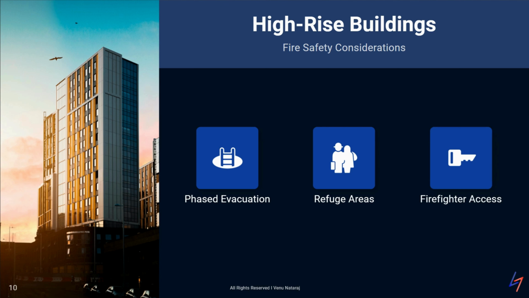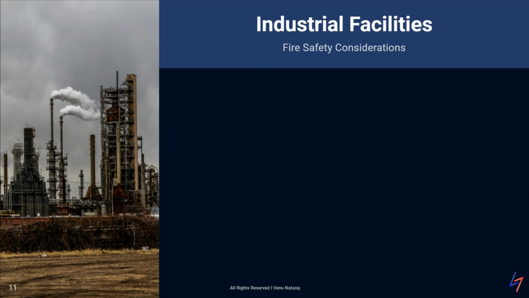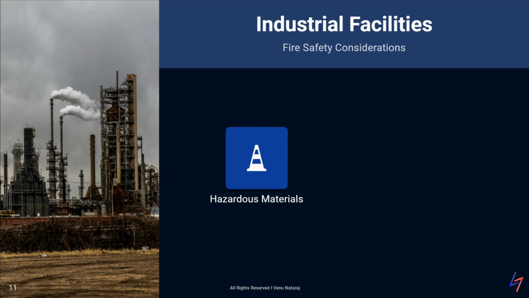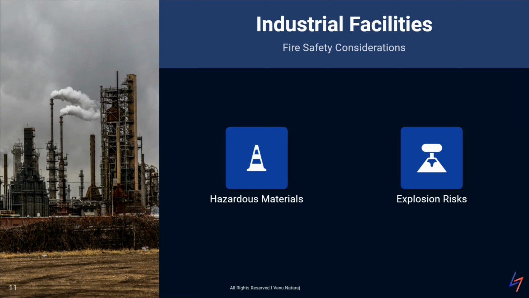Ensuring proper firefighter access, including dedicated elevators and stairwells, is crucial for effective fire response and rescue operations. Coming to industrial facilities, they present unique fire safety challenges compared to other building types. Hazardous materials and potential for explosions require specialized fire safety prevention and response strategies. Proper storage, handling, and containment of hazardous substances are critical to mitigate risks. Robust fire detection, suppression, and emergency response systems are essential.